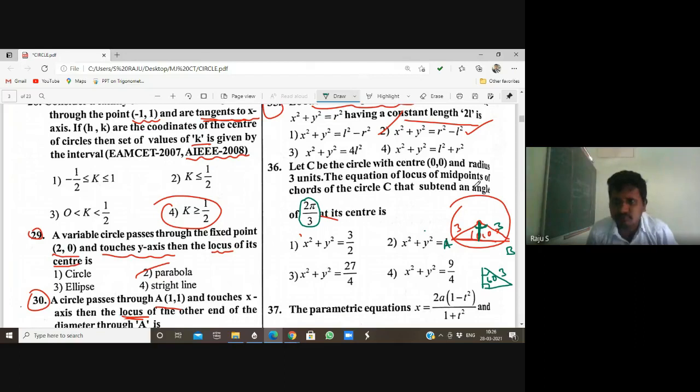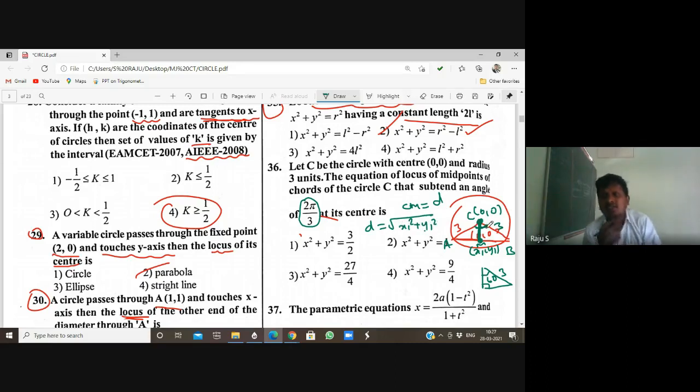Again, they are asking midpoint. So if I take the midpoint as x1, y1, the center is clearly 0, comma 0. What is the equation here? The d value, I want to take from center C to this midpoint M. CM is equal to d, like the previous question, the distance from center to the chord. This d is clearly x1 square plus y1 square under root.